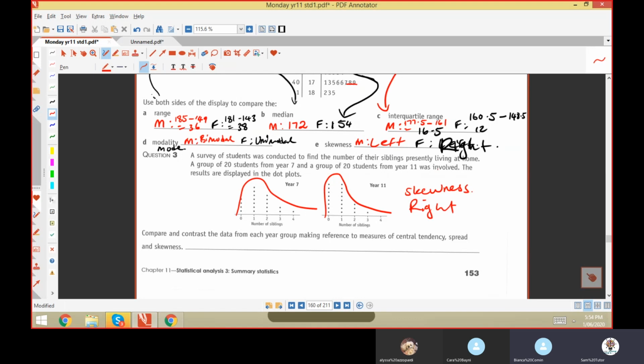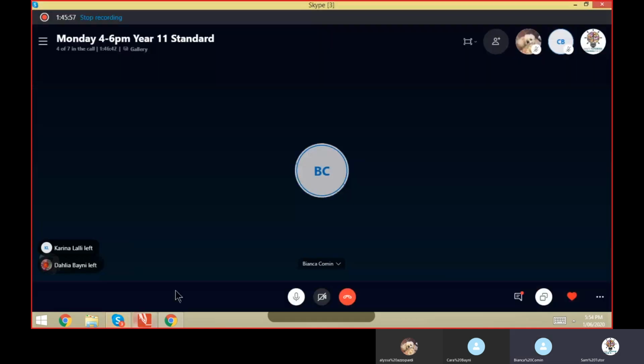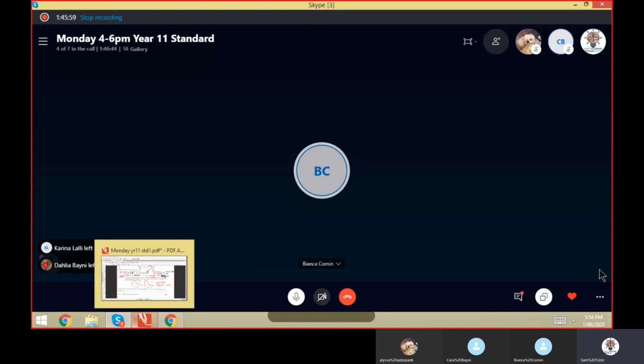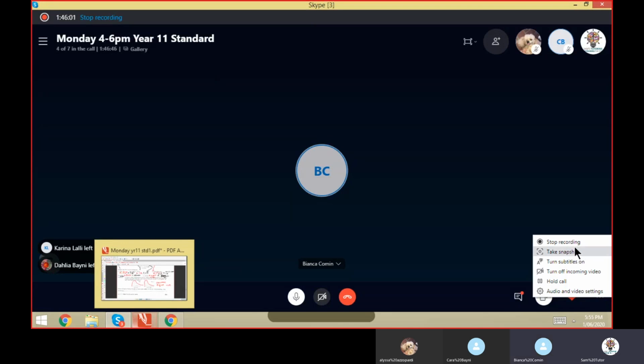Or if your teachers do use the word positive and negative, then right would be positive. Yeah, I think that's what my teacher said. Right is positive, and left is negative. I think that makes sense. But in statistics at university level, we usually use right and left. But anyway, skew to the right, skew to the left, positive, negative, it doesn't really matter. Okay.